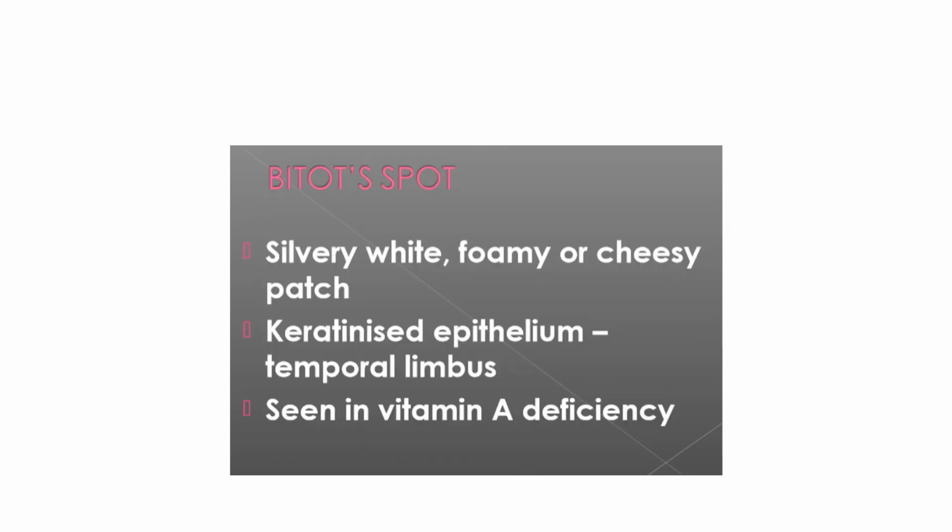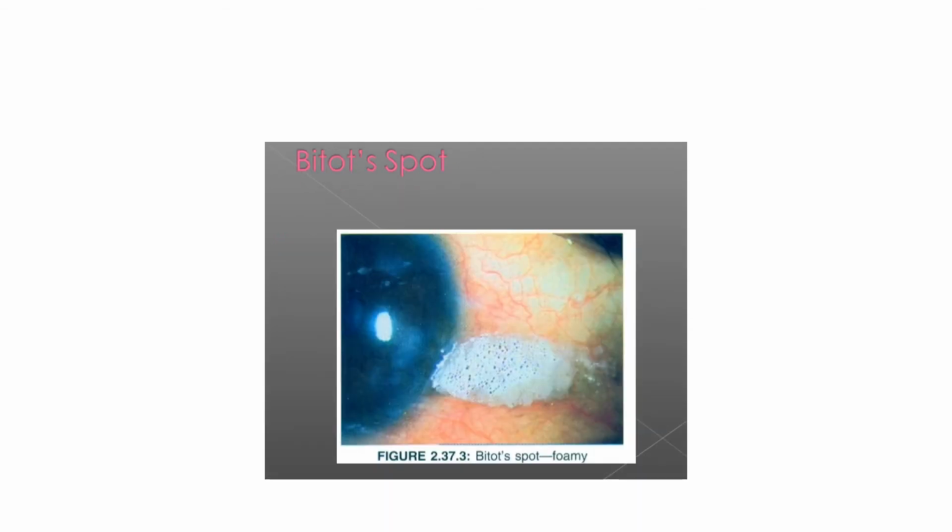Bitot spot happens due to vitamin A deficiency. These are seen as a silvery white foamy or cheesy patch on the limbus. It consists of keratinized epithelium and is usually seen at the temporal limbus. So it happens due to vitamin A deficiency. So this is a Bitot spot seen here. It is seen as a white frothy swelling at the limbus, and it happens due to vitamin A deficiency in children.